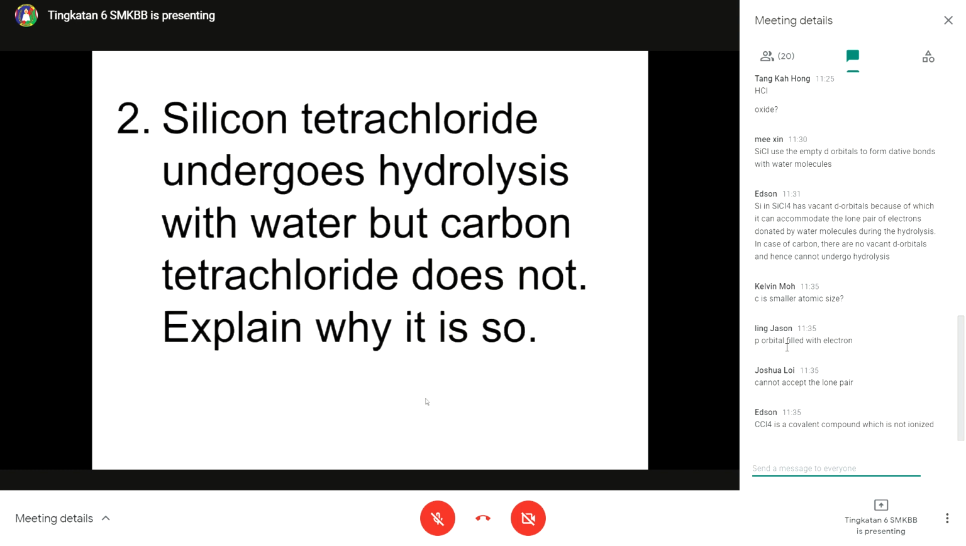No, except for the lone pair, it doesn't need to be ionized. With an empty orbital, you can accept already. After all, they share electrons. It's not like you want to donate electrons. No, it's just sharing. You studied already, sharing electrons has two patterns.